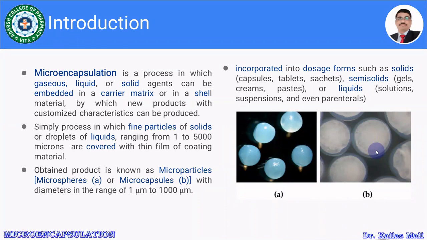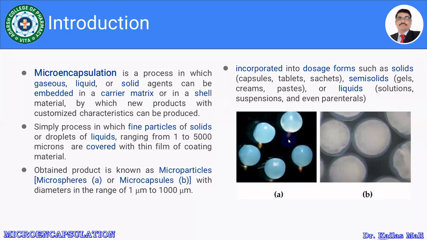Related with the drug delivery system, it is simply a process in which fine particles of solids or droplets of liquids ranging from 1 to 5,000 microns are covered with a thin film of coating material. This is A, the matrix system, and B, the reservoir system. Whatever product is obtained after this process is known as microparticles. Figure A is related with the microspheres. Look at the figure, these are spherical in nature.